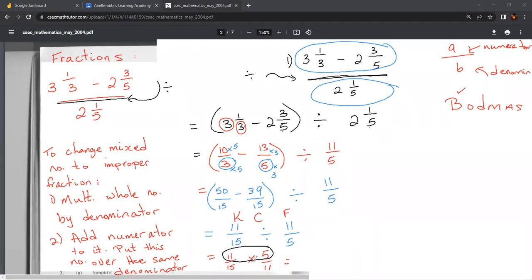I'm seeing that 11 could go into 11 once. 5 could go into 15 3 times. 1 times 1 is 1 over 3 times 1 is 3. So I'll end up with 1/3. And that's my answer. All right, so we're going to try another one.